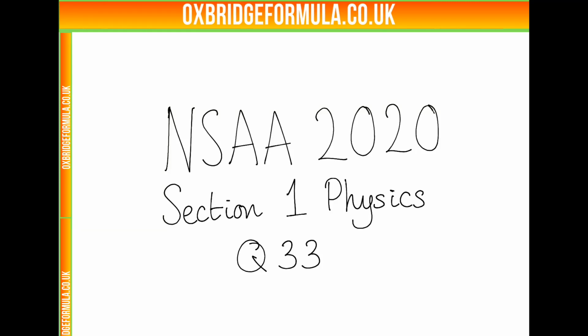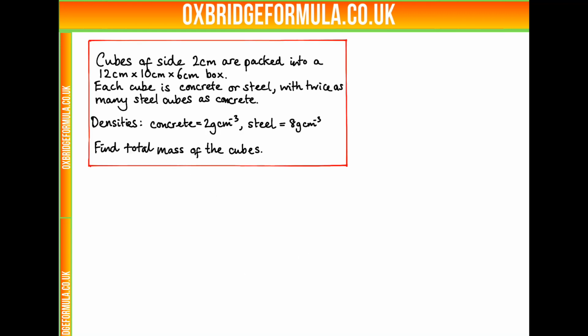This question is taken from the NSAA 2020 Section 1 paper, and it is question 33 of the Physics subsection. We read, cubes of side 2 centimeters are packed into a 12 by 10 by 6 centimeter cubed box. Each cube is concrete or steel, with twice as many steel cubes as concrete.